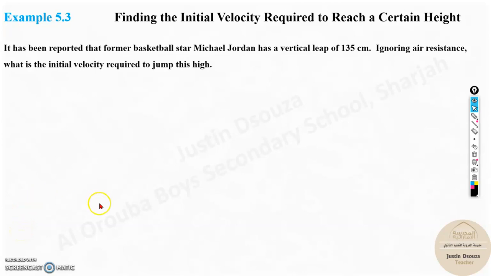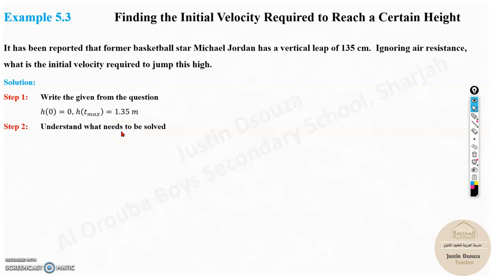Just like the previous problems, we will write the given. The initial velocity is not mentioned, so it's 0. H of 0 is 0. But what is this? H at time maximum. This maximum height we have 1.35. That's fine. What about the next thing? What is needed to be solved? That is the initial velocity for this particular jump. Okay, it is not the initial velocity at any time, it is at this particular jump. We will come to that in a while.